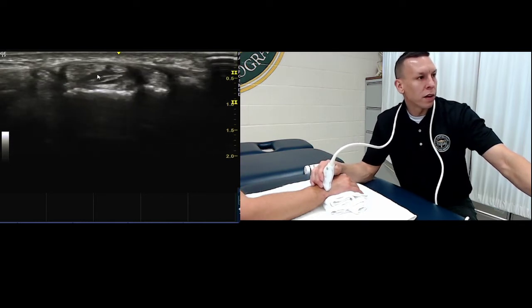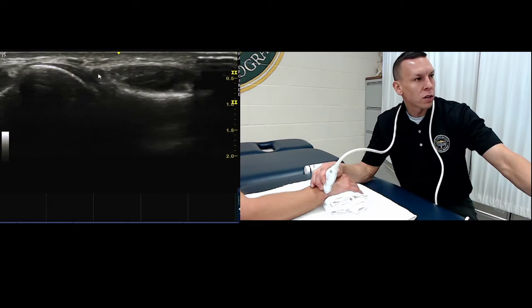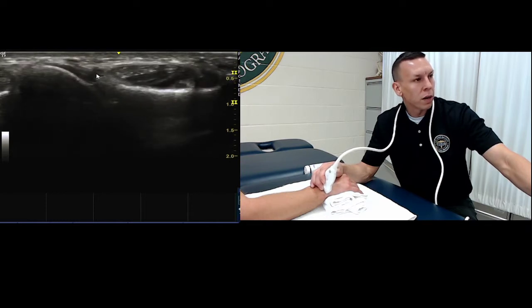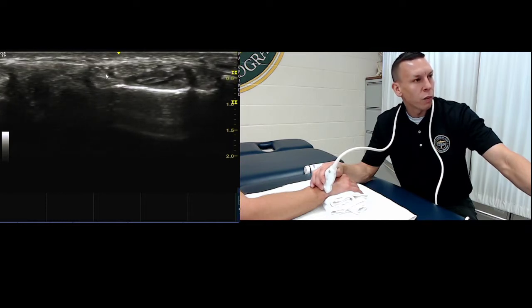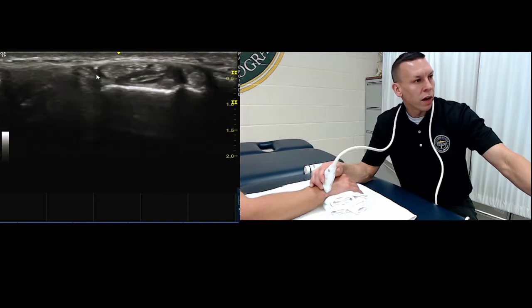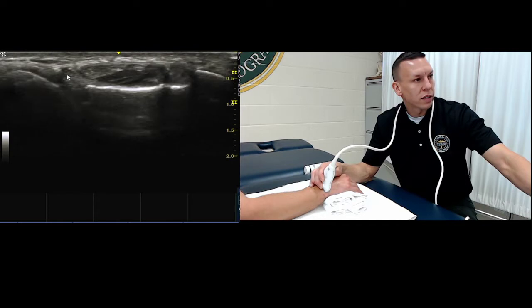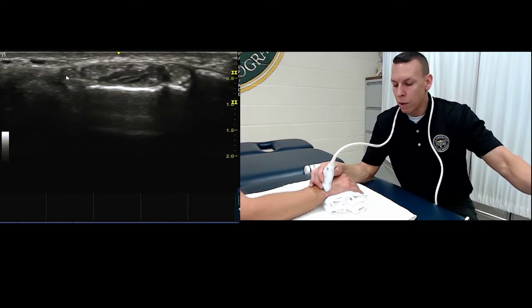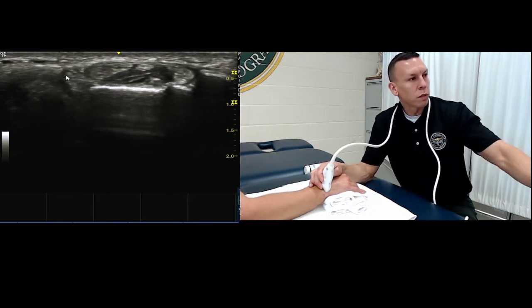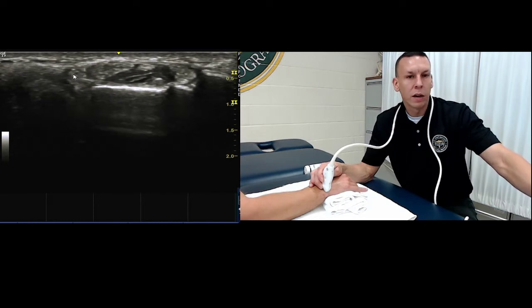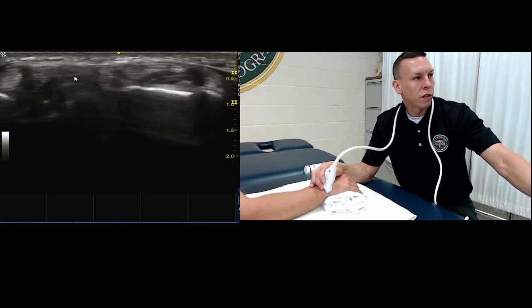So here we're going to go back to Lister's tubercle, and so we found the fourth compartment, and we're going to find the fifth compartment, which is the extensor digiti minimi, which is right here. Again, if you want to figure out which tendon that is, I can toggle the probe. You can see that it goes to anisotropy and hypoechoic there. But if you just take their finger and they move their little pinky finger around, you can actually see that tendon jump around, so that's how to find that.